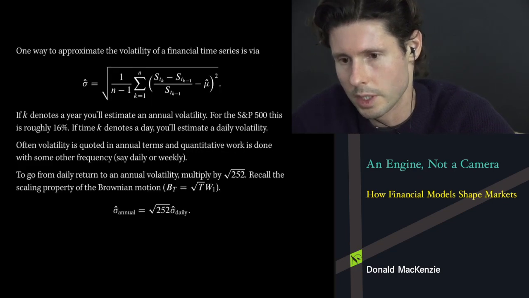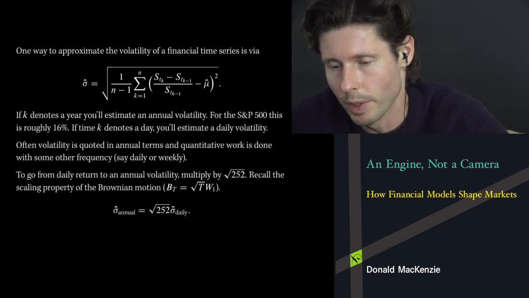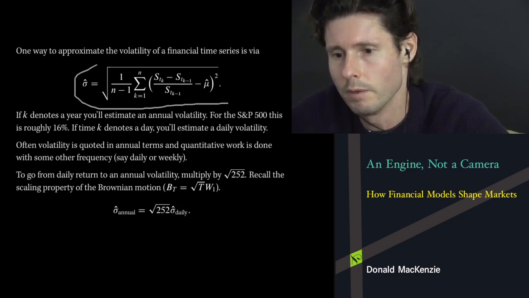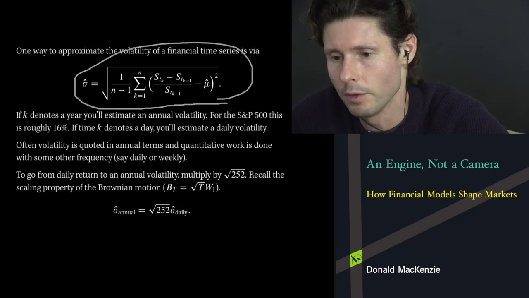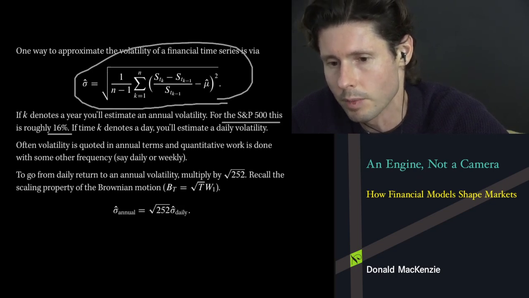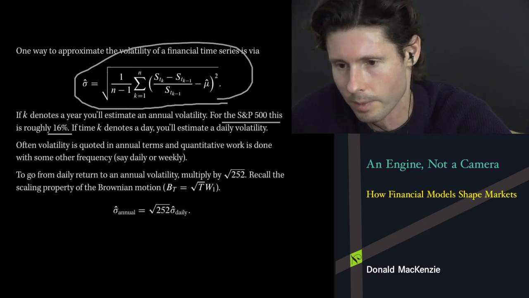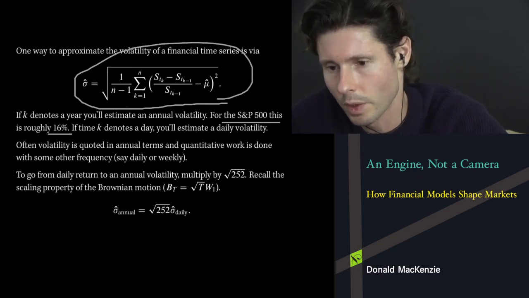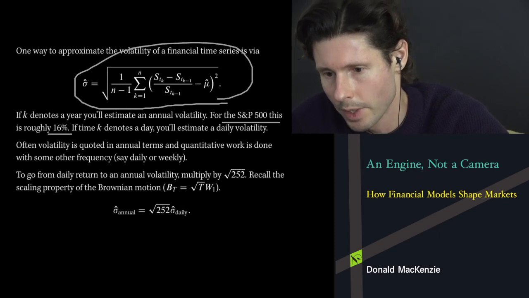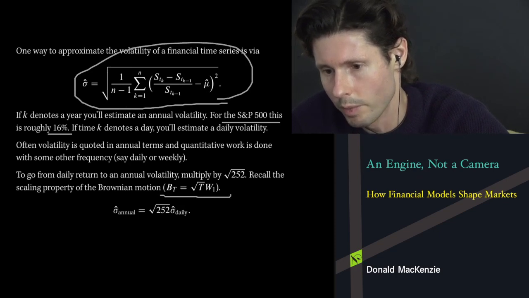So let's see where we are. We can look at some empirical work again. This would be the formula for computing the volatility of a time series. And if you do this for S&P 500 data, you'll get roughly 16% in US equity. And now the square root business comes up again. So we've already seen this property of the Brownian motion.